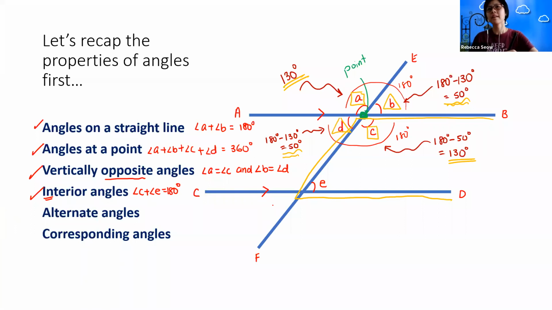Now, other than that, if we were to assign another angle here to be F, angle D and angle F also add up to be 180 degrees. So that's interior angles.